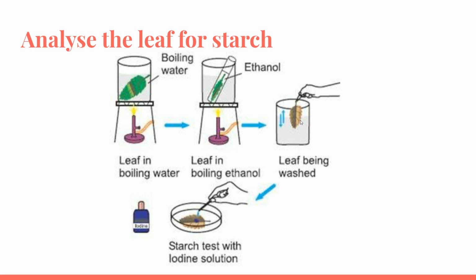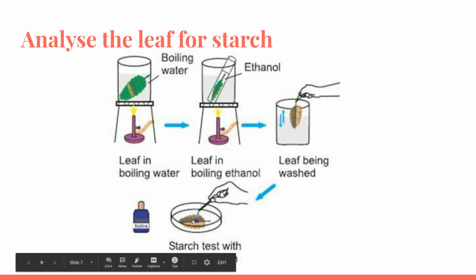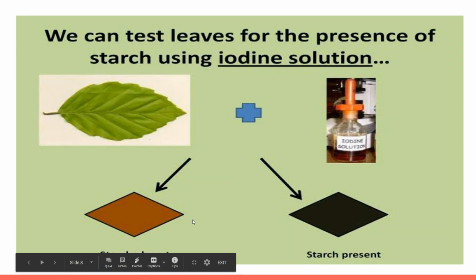And why are you boiling this time? Because you want to soften the leaf. Why do you want to make the leaf soft? So that iodine can easily enter the leaf. Now you put that leaf over here and then you pour iodine solution. Now iodine is of brown color. If starch is present, it will turn blue black or dark blue, and if there is no starch present, then it will stay brown.